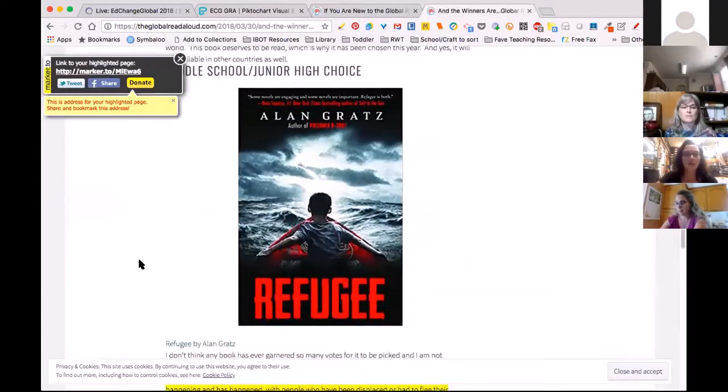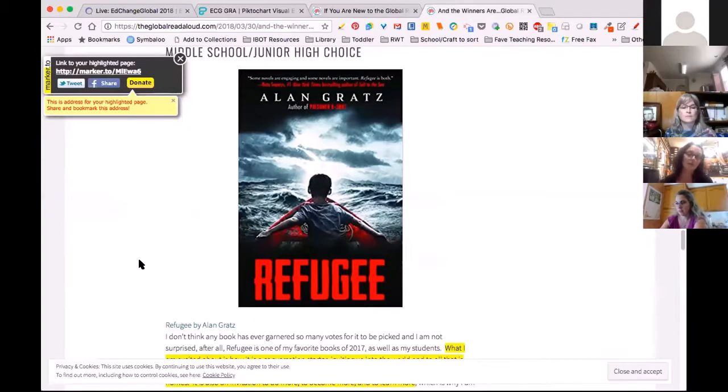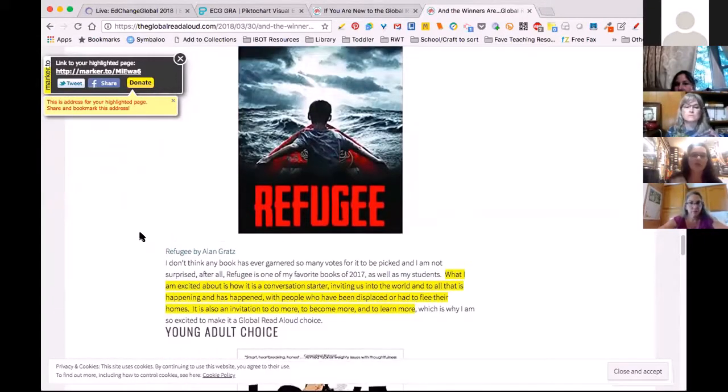And then the middle school junior high choice, this is the one that my school will be using this year, since I work in a 5 through 8 building. Alan Gratz's Refugee, and I know he's been a really popular author in general with middle school students, at least where I am, with his historical fiction. And this book combines 3 different kids' stories.